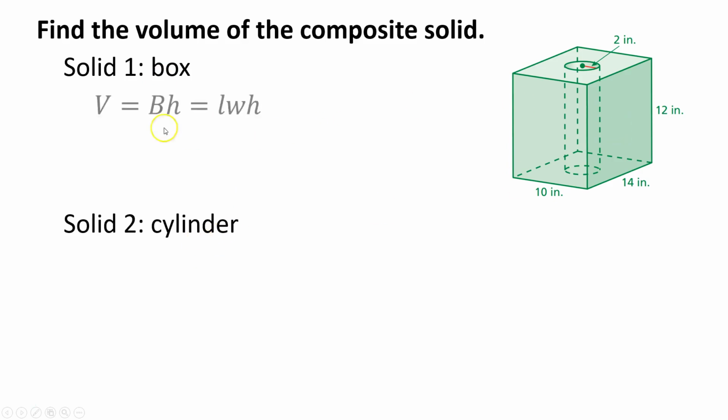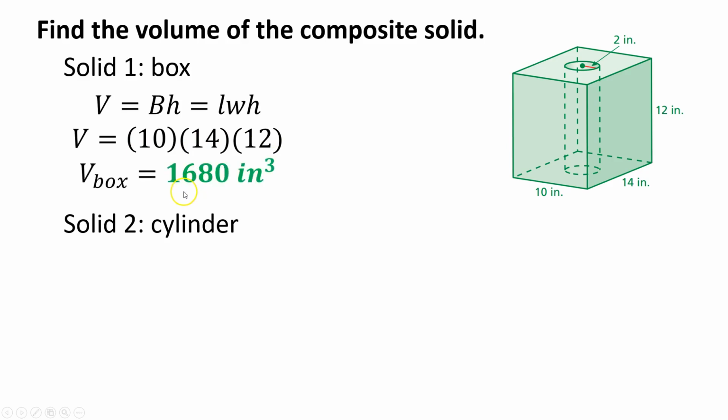So let's go ahead and find the box. Very easy. We've done those before. You take the length, width, and height. So it's 10 times 14 times 12. All right, 10, 14, 12. That's pretty simple. Just ignore that cylinder for now. This is the original volume of this box. So multiply them all together, you get 1,680 inches cubed.